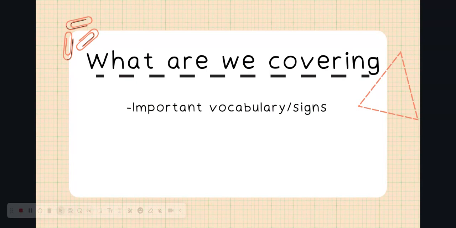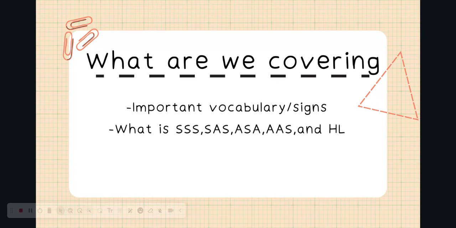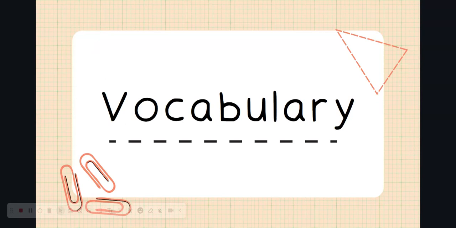So what are we going to be covering? In this video, we're going to first learn about important vocabulary and signs. Then we're going to learn what the 5 triangle congruence postulates are, and we're going to use them in practice problems. So let's get started with vocabulary.